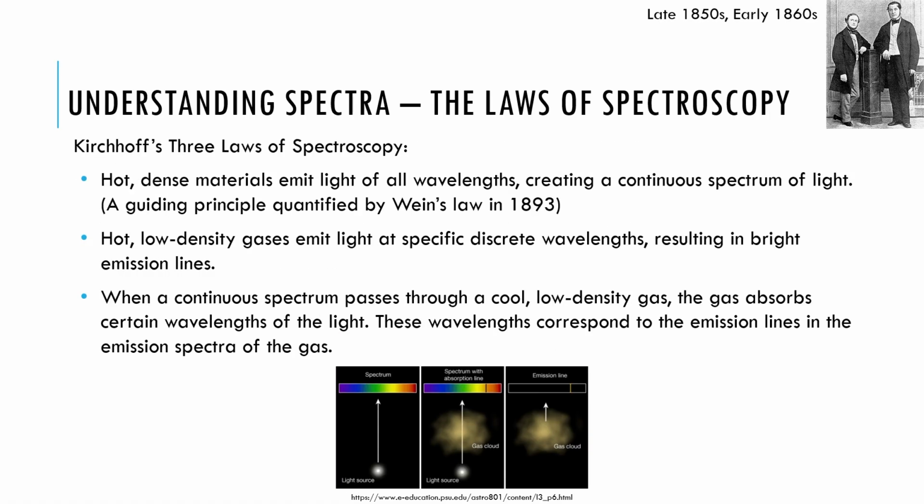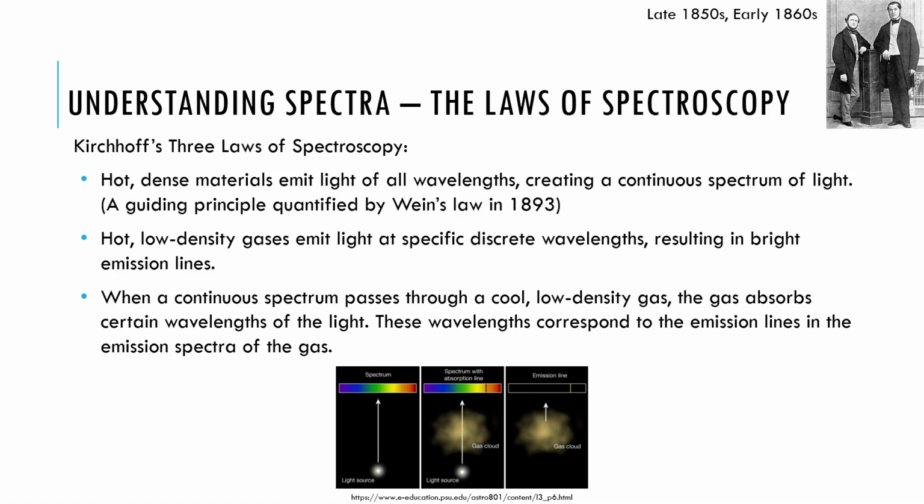Hot dense materials emit light of all wavelengths, creating a continuous spectrum of light. This can be seen in the leftmost part of the diagram, and it's this concept which is outlined in Wien's law, which is essentially a mathematical relationship of Kirchhoff's first law of spectroscopy.